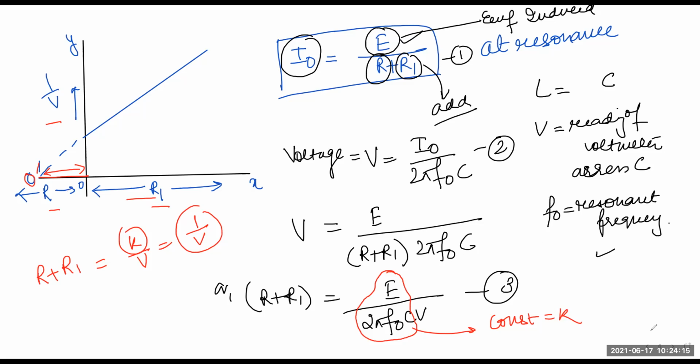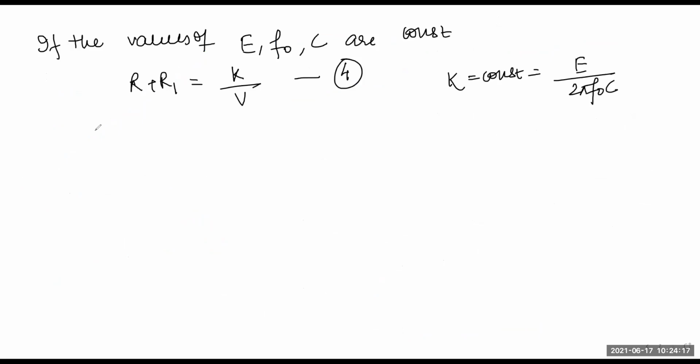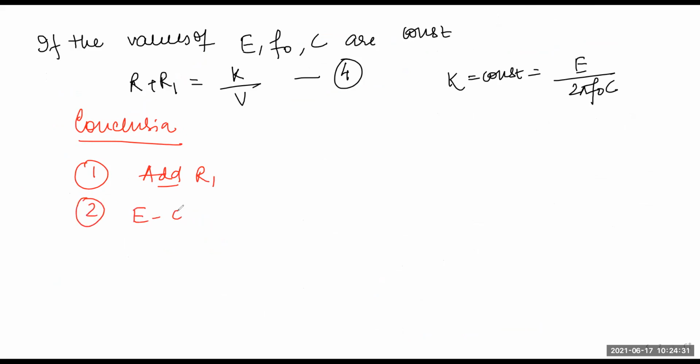Let me go to the next page and tell you what conclusions we can get. If we add R1, we can proceed with this process. Second, the EMF needs to be constant, which we did here. Then only this analysis is valid. And third, we also have to check whatever output we are getting on the VTVM. That is also important.